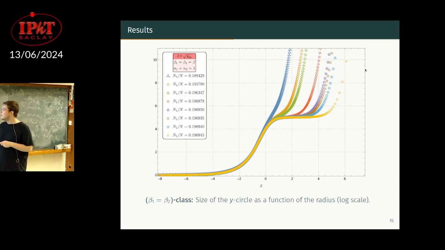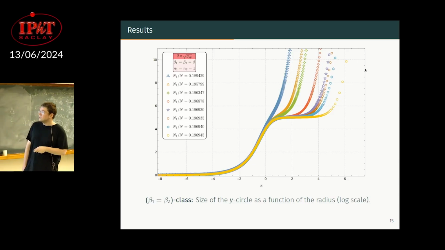Here I should say that these figures are done for another class of solutions. I've presented alpha 1 and beta 1. Here this is a different class that corresponds to beta 1 equals beta 2. Beta 2 is a slightly different perturbation, but it doesn't really matter. The results are the same.